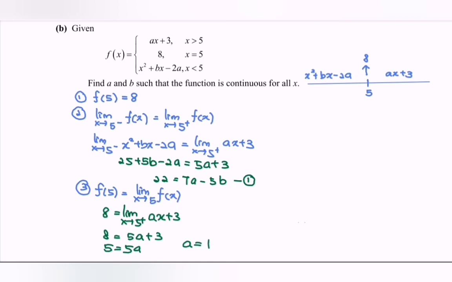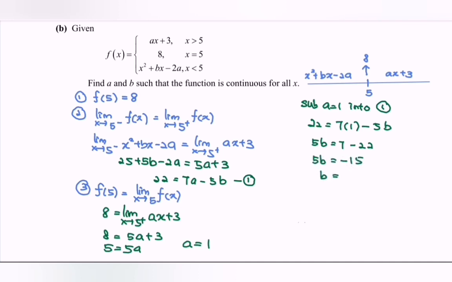Kindly substitute a equals 1 into the first equation. 22 is equal to 7a minus 5b. Rearrange the situation: we have 5b equals 7 minus 22, so 5b equals negative 15. So b equals negative 3.